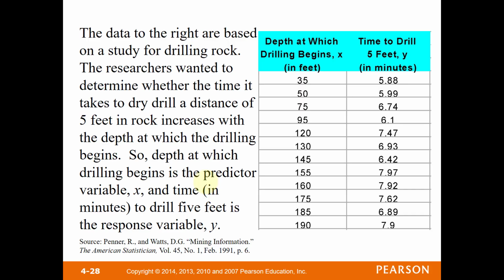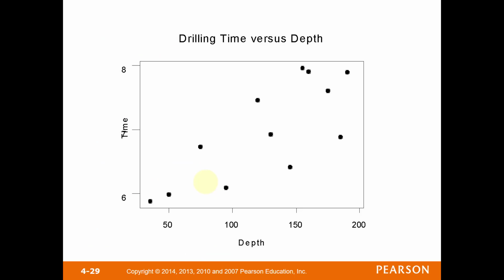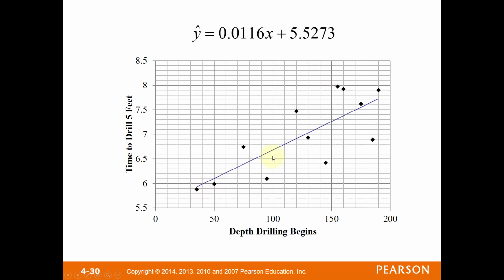So let's go back to our drilling example. Here's our scatter plot. We see a fairly nice linear pattern. We create the best fit line. Here's the equation of it: y hat equals 0.0116x plus 5.5273. Does our model explain everything about the change in time?